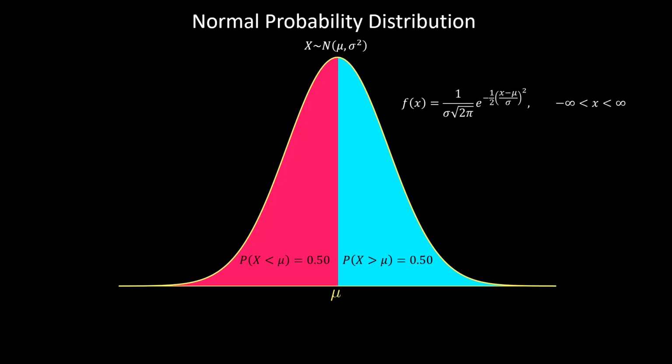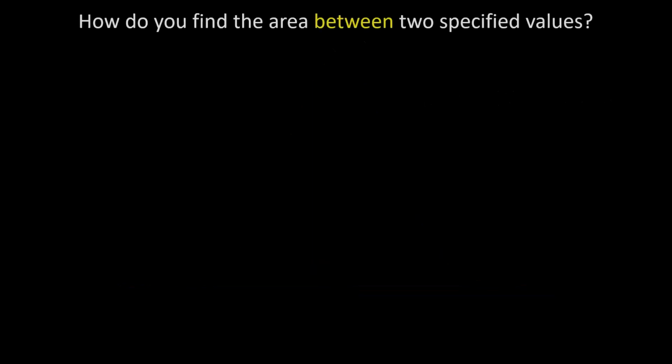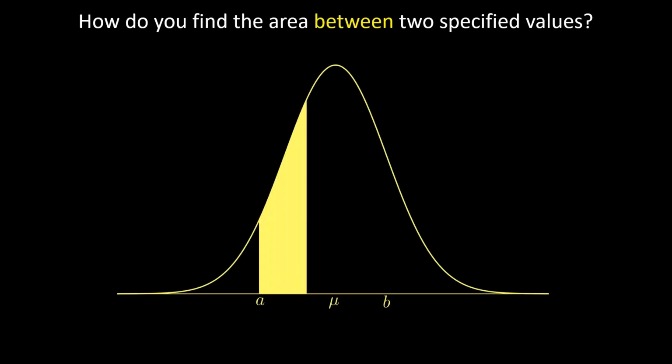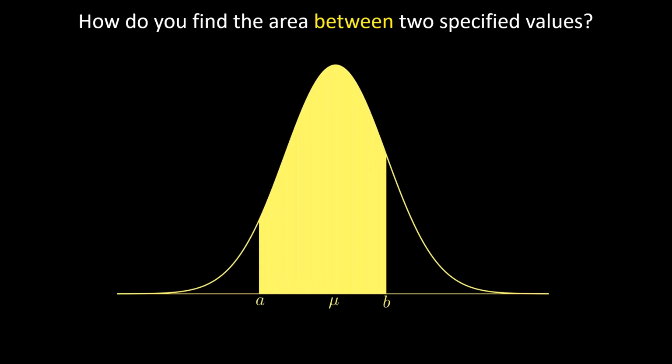Now that we talked a bit about the normal probability distribution, let's go over the 4 basic types of normal curve calculations. The first case involves finding the area between 2 specified values, which we'll call a and b. So in other words, given a and b on the horizontal axis, how do we find the area under the curve bounded by these 2 values?